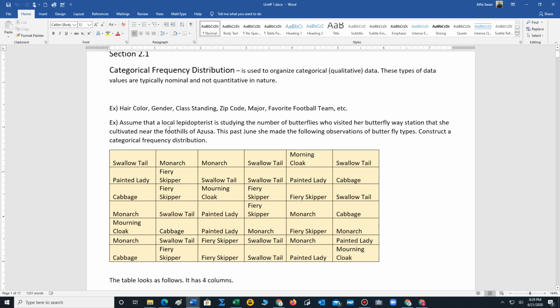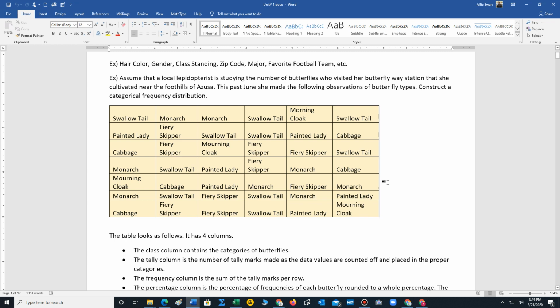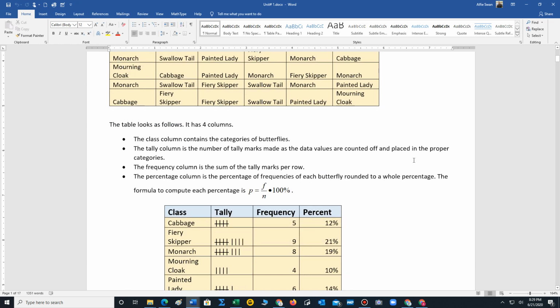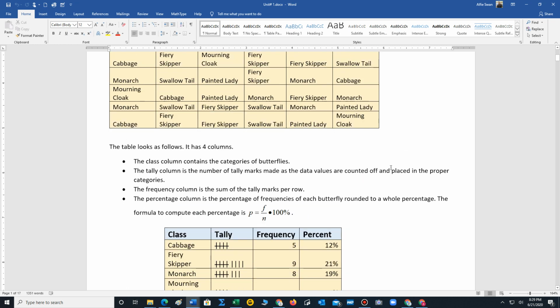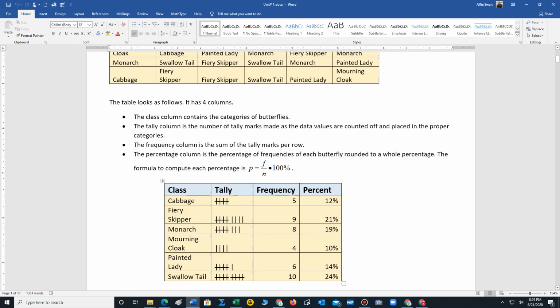It says, assume that a local lepidopterist, those are people that study butterflies, has a way station that she cultivated near the foothills of Azusa. This past June, she made the following observations of the butterfly types. We want to construct a categorical frequency distribution. So let's look at our process. Our table will have 4 columns.